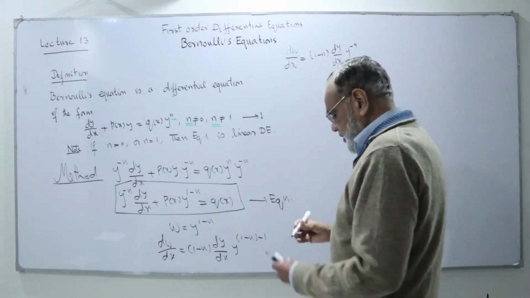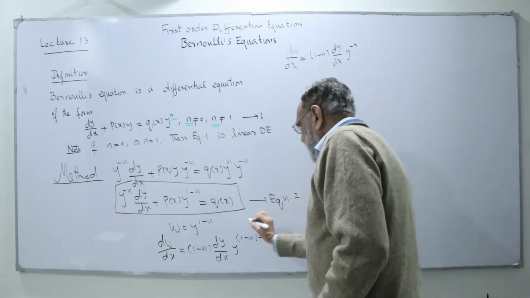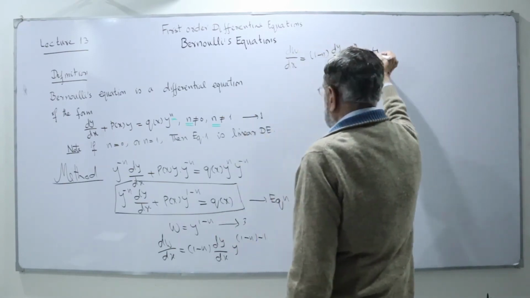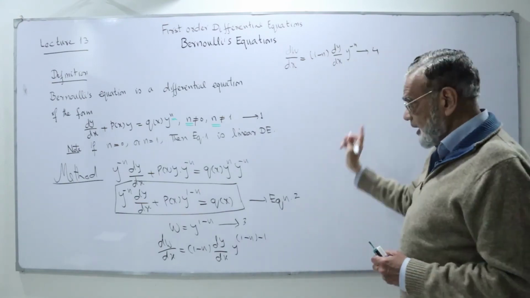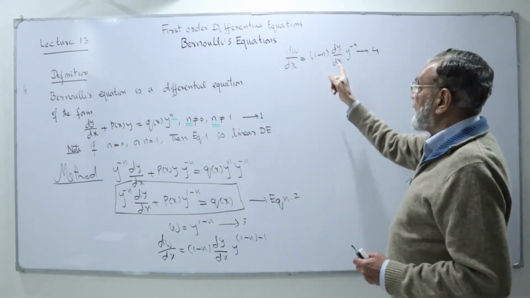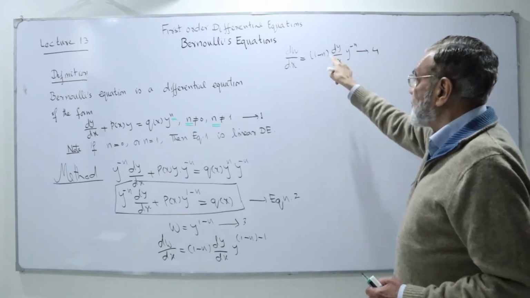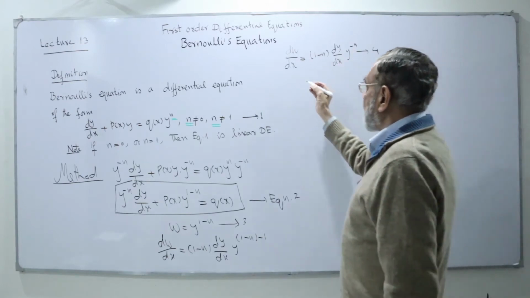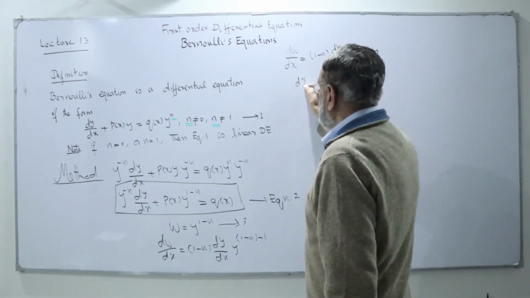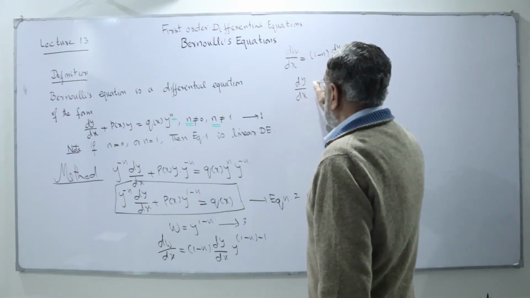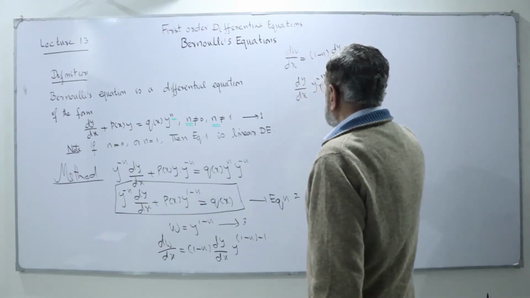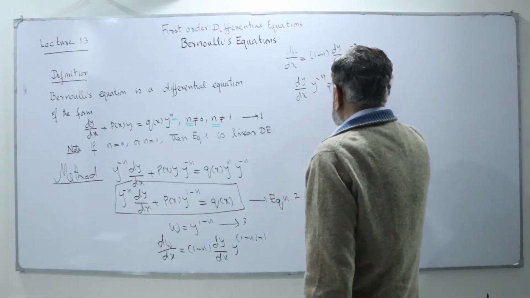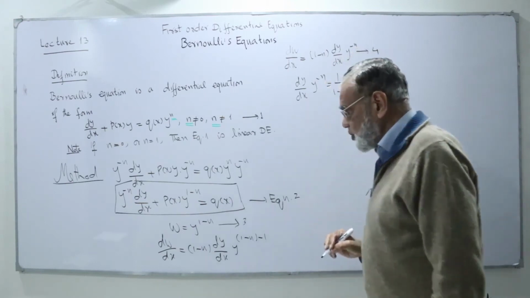So I have two substitutions. This is my equation 2, this is number 3, and this is my number 4. Now we substitute number 3 and number 4 in my equation 2. I can rewrite this further by dividing by 1 minus n, so we get the value of y to power minus n dy by dx equal to 1 over 1 minus n dw by dx. Now my substitution is ready.